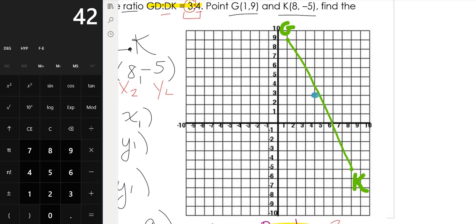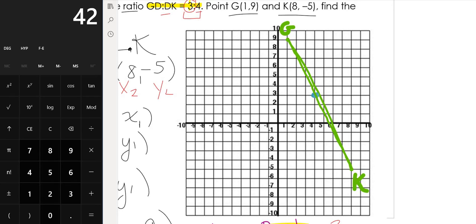Now, it looks like this is not on our line segment. However, if we fix our little graph, because it's not great, and we grab the side of a ruler or the side of a piece of paper, we notice that in fact, yes, it is. It's just not great with my little pen on this screen. So it is on the line segment.